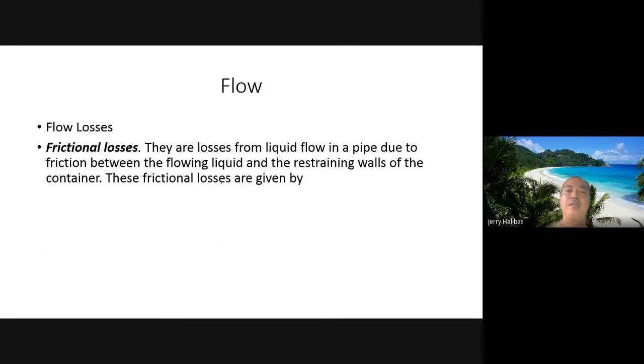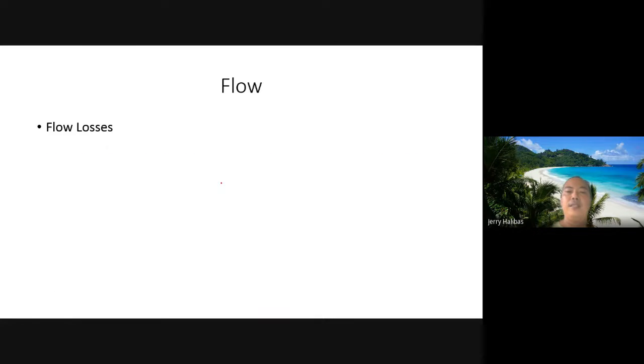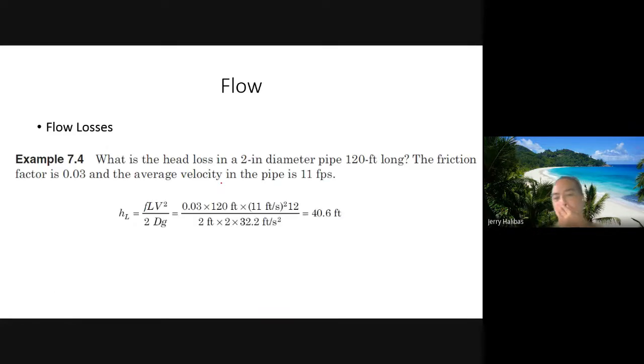That is called frictional losses. So that is the empirical formula. Okay? So, for example, what is the head loss in a 2-inch diameter pipe that is 120 feet long? The friction factor is 0.03 and the average velocity. Okay, so you just simply apply the formula.